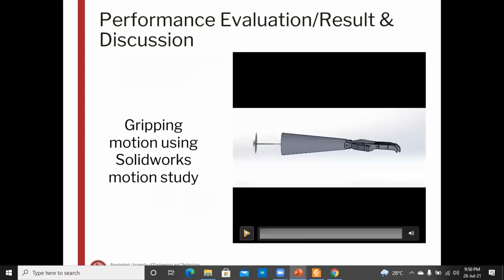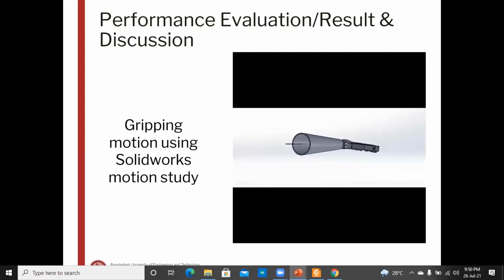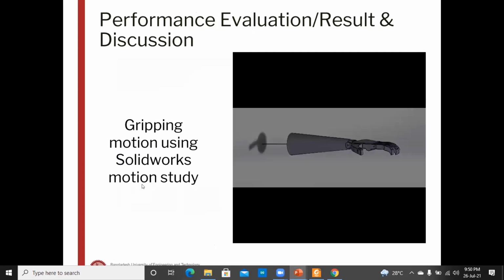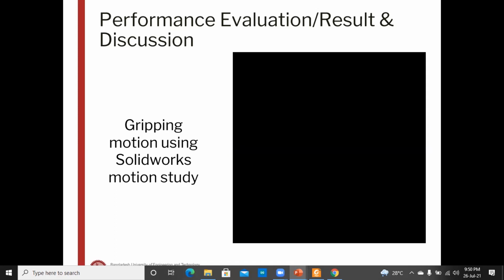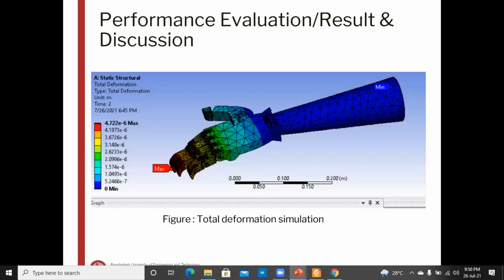This is the gripping motion using SolidWorks motion study. In the animation, we can see a wire being pulled by which the fingers are being connected. This wire is going to get connected to the shoulder connector. In this way, we will be drawing effort from the movement of the shoulder. Using the shoulder movement, the wire will be pulled and that will close the fingers of the hand and complete the grip motion.